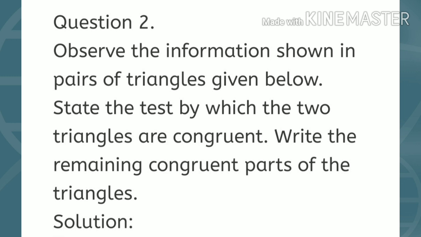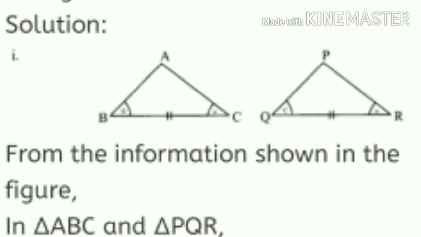Here some information is given in figure, and we have to observe the information. On the basis of information, we have to decide whether the triangles are congruent, and by which test the triangles are congruent. We have to write the remaining congruent parts of the triangle. This question is activity type. You have to just complete the activities. So observe here, the two triangles are ABC and PQR.